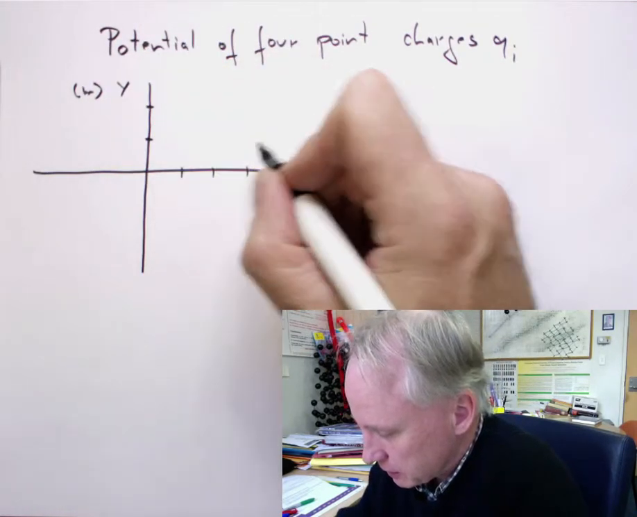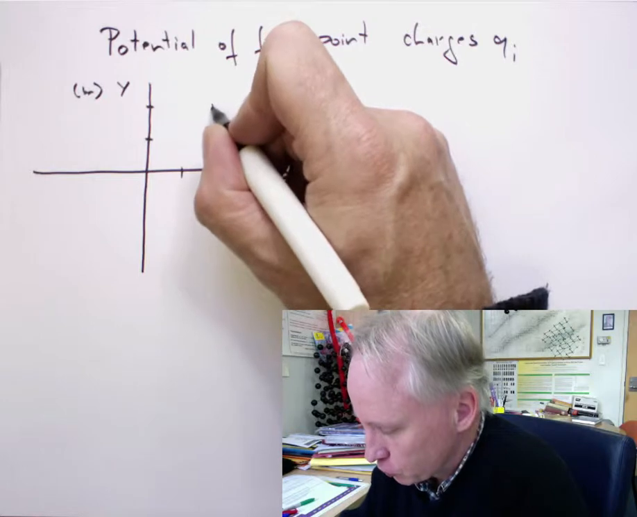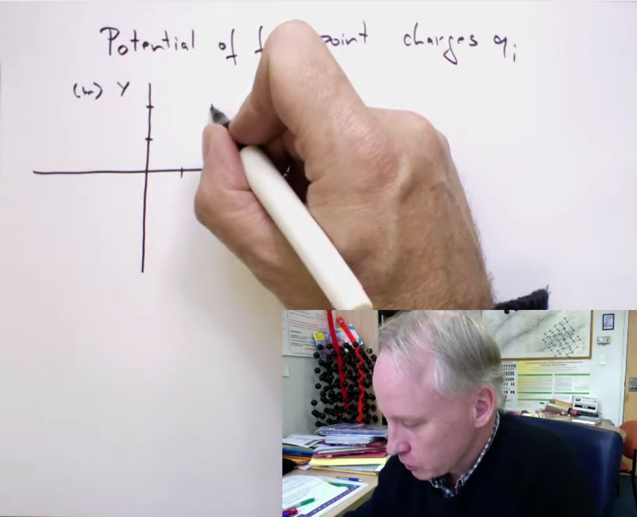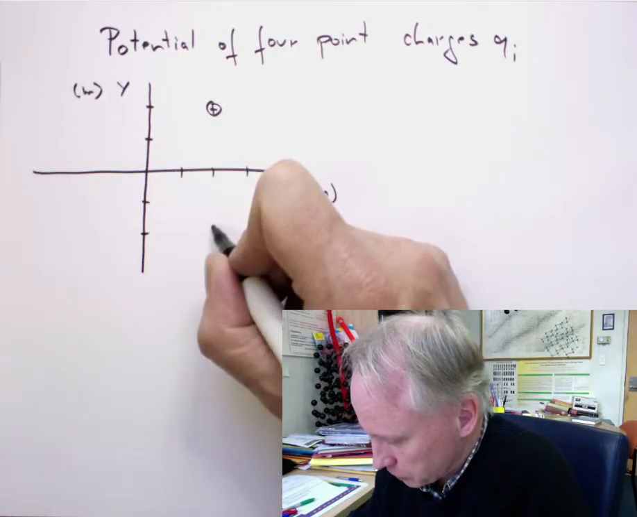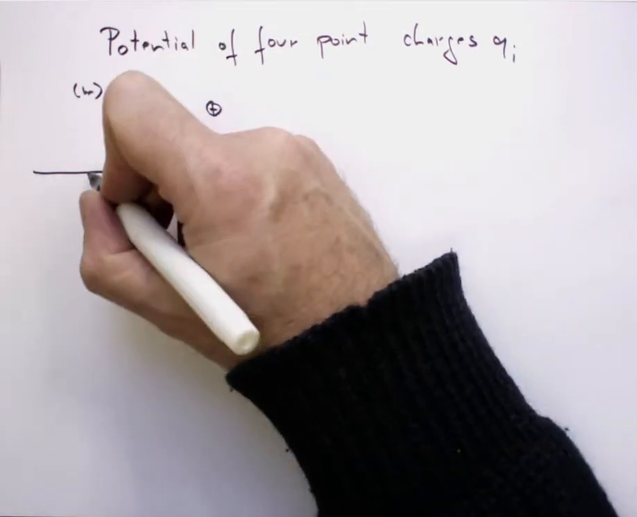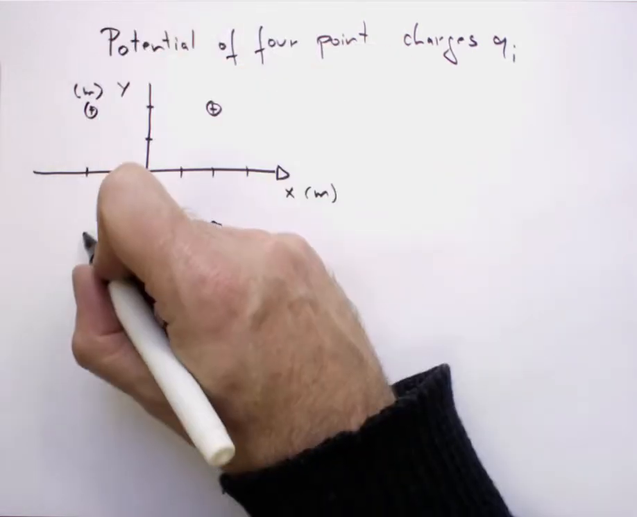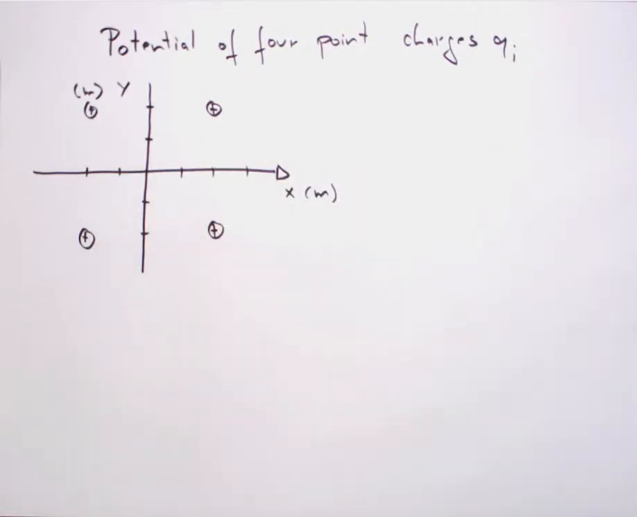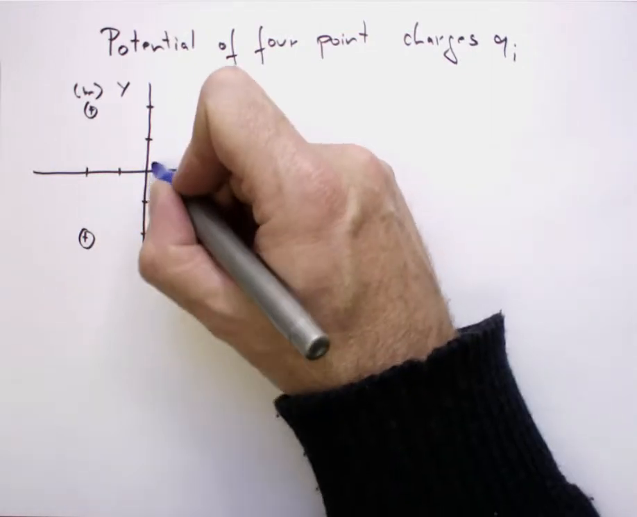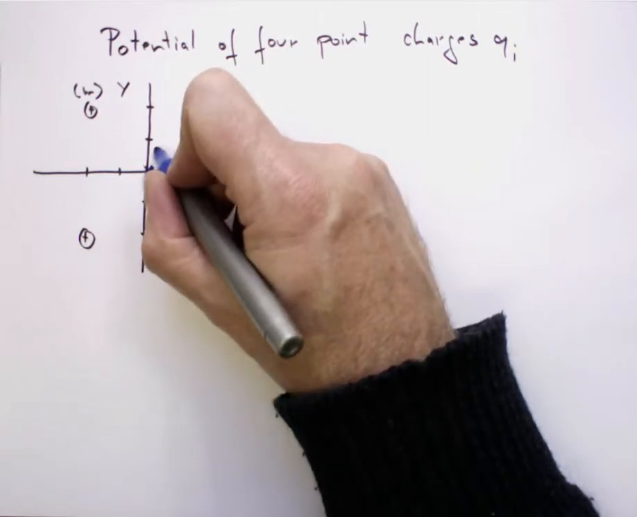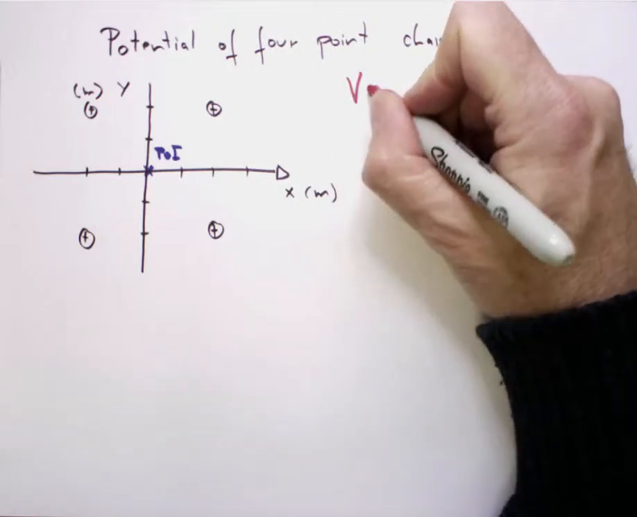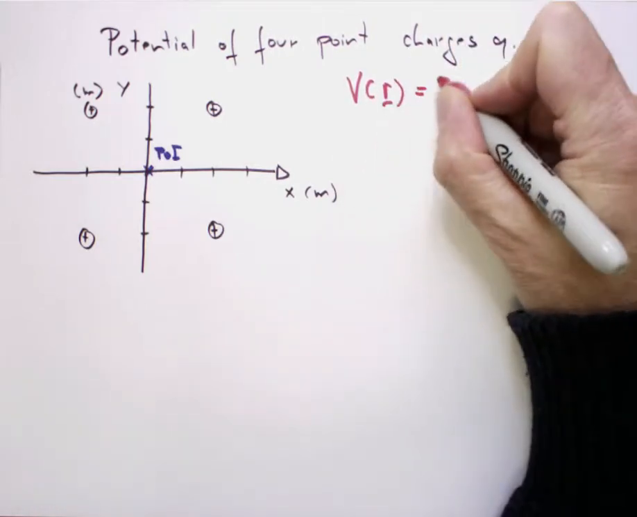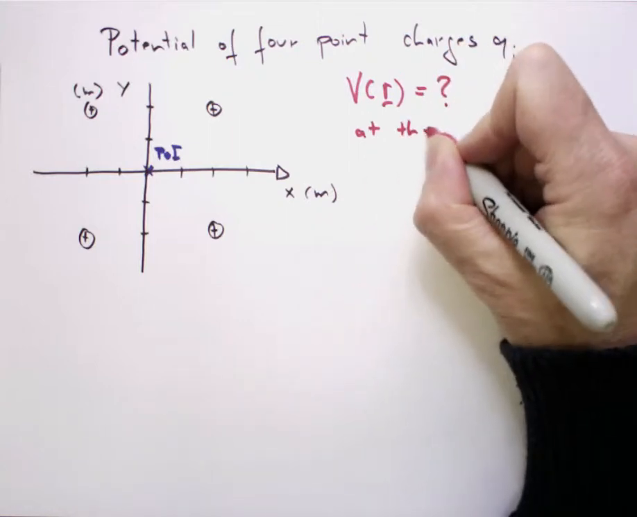They are located at positions (2, 2), (-2, 2), (-2, -2), and (2, -2), which are these positions here. And I want to know what the potential is due to those 4 source charges at my point of interest, which is at the origin. So, the question is, what is V of R at the origin?